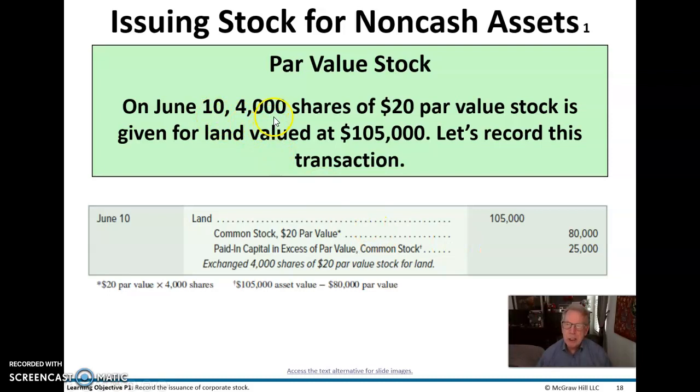And then sometimes, very rarely in my experience, we might purchase something with stock. And in this case, we issue 4,000 shares at $20 par value, which is given for land valued at $105,000. So we're going to value that land here at $105,000. At $20 par value times 4,000 shares, we get $80,000. So the difference is $25,000, which is the paid in capital in excess of par common stock again for that transaction. But instead of cash, it's going to be land.